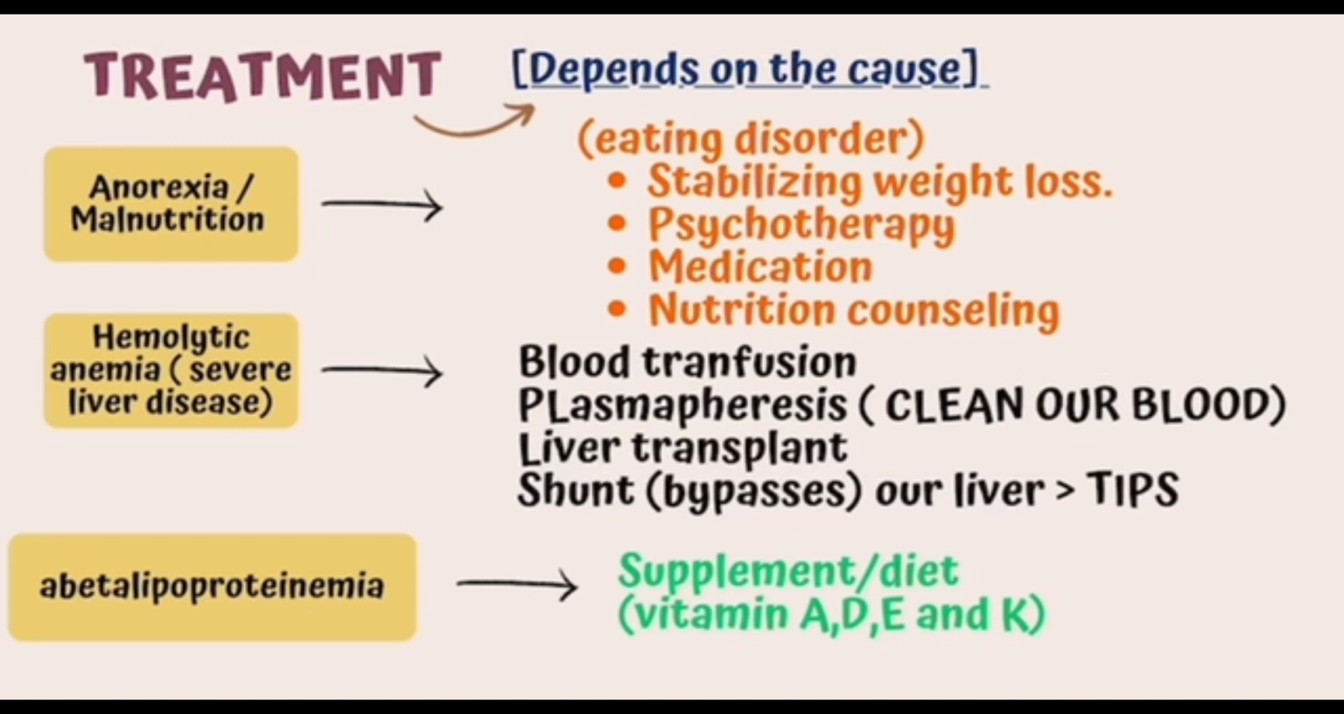For liver disease, we can do blood transfusion plus plasmapheresis, which is known as cleaning our blood, and liver transplant, and also a shunt that bypasses our liver, known as TIPS. And the third is supplement or diet, where we could take vitamins A, D, E, K. So next we will go to the conclusion part.